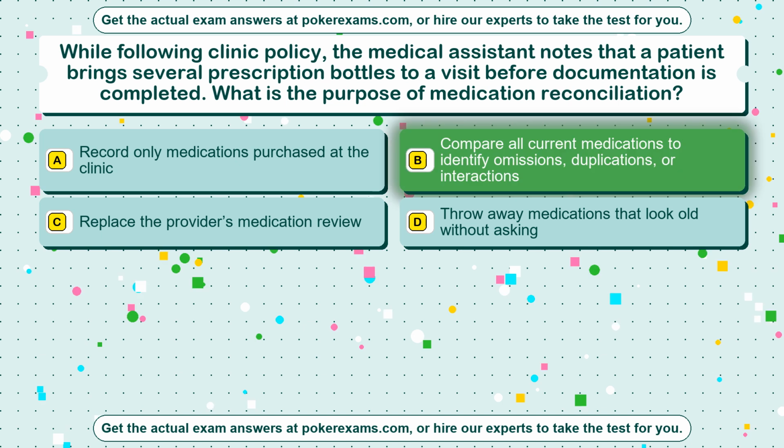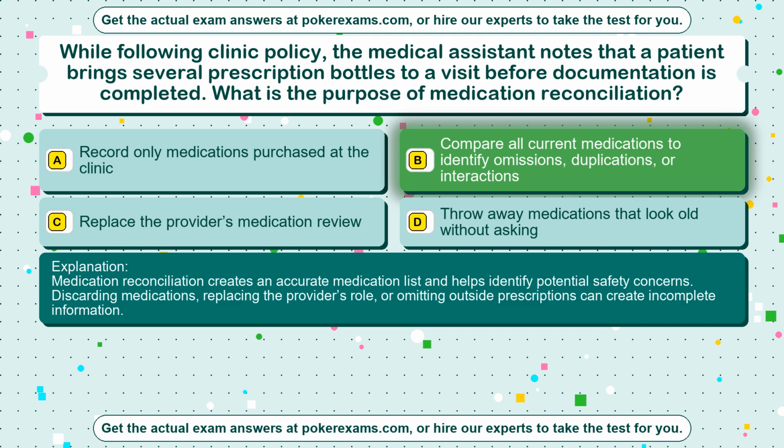The correct answer is option B. Compare all current medications to identify omissions, duplications, or interactions. Medication reconciliation creates an accurate medication list and helps identify potential safety concerns. Discarding medications, replacing the provider's role, or omitting outside prescriptions can create incomplete information.